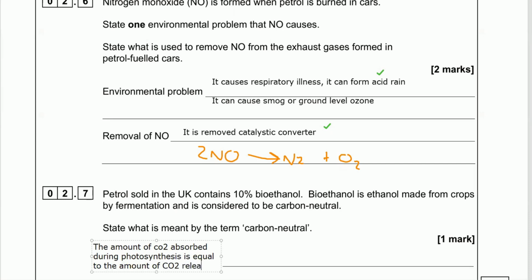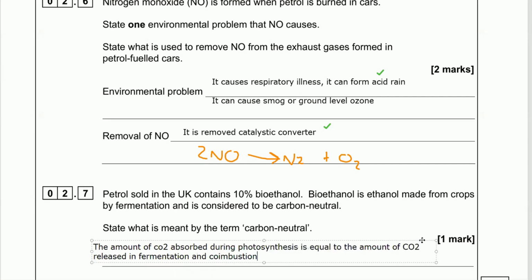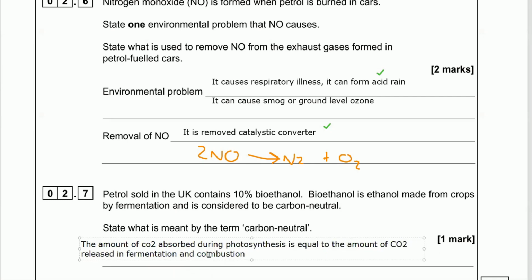And when you do fermentation and combustion, you combine those 2 equations together, you release 6 carbon dioxide. So overall, there's net no overall release of carbon dioxide to the atmosphere. So it's carbon neutral. If you weigh up the amount of carbon dioxide absorbed by photosynthesis, it's exactly equal to the amount of carbon dioxide released in fermentation and combustion from 1 molecule of glucose. And that's your lot. That's the end of this question.